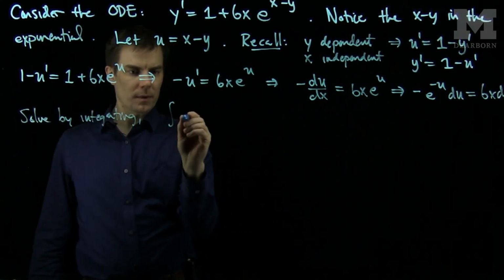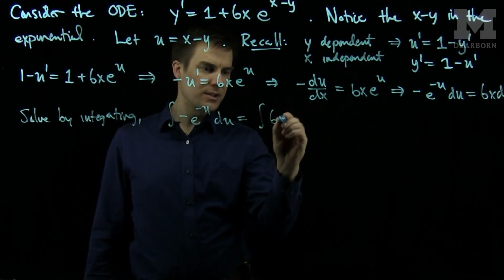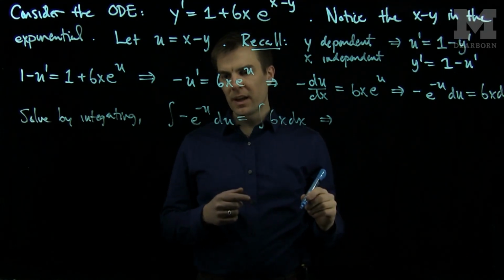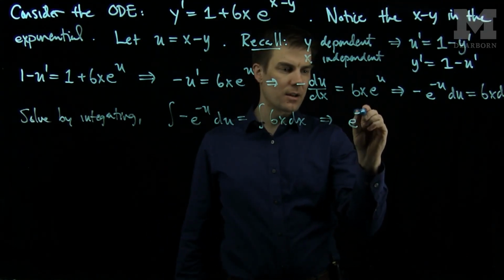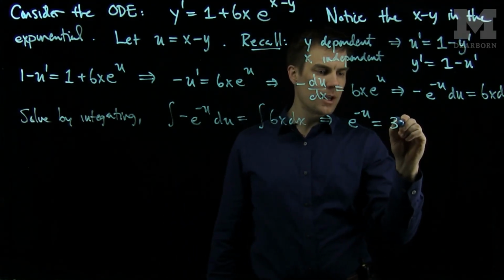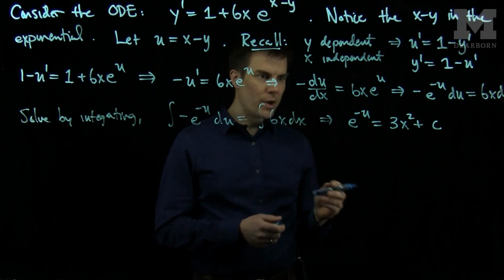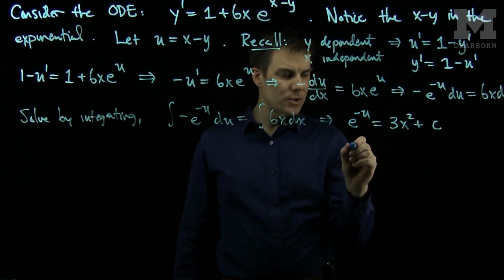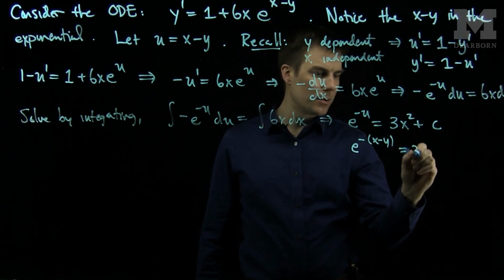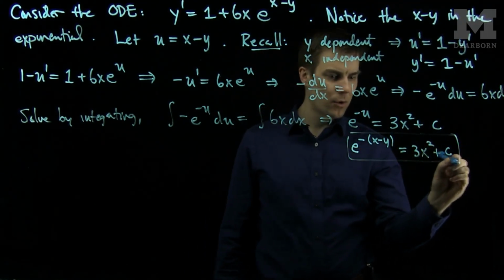So the integral of negative e to the negative u du is equal to the integral of 6x dx. And so this will give me the solution to my differential equation. The antiderivative of e to the negative u with a negative sign is just e to the negative u, which will be equal to an antiderivative of 6x, which is 3x squared plus c. And then I finally substitute. We know that u is x minus y, so my solution to my differential equation is e to the negative x minus y is equal to 3x squared plus c. And so there is the solution of our differential equation by substitution.